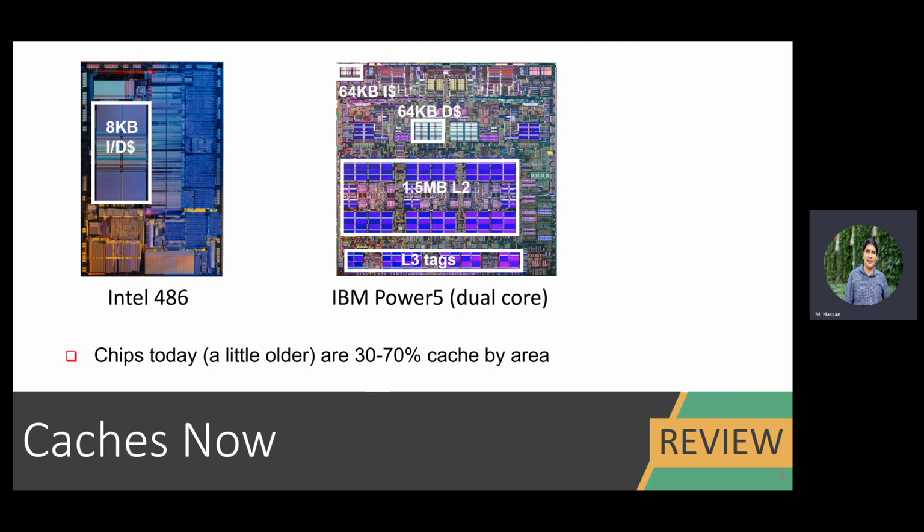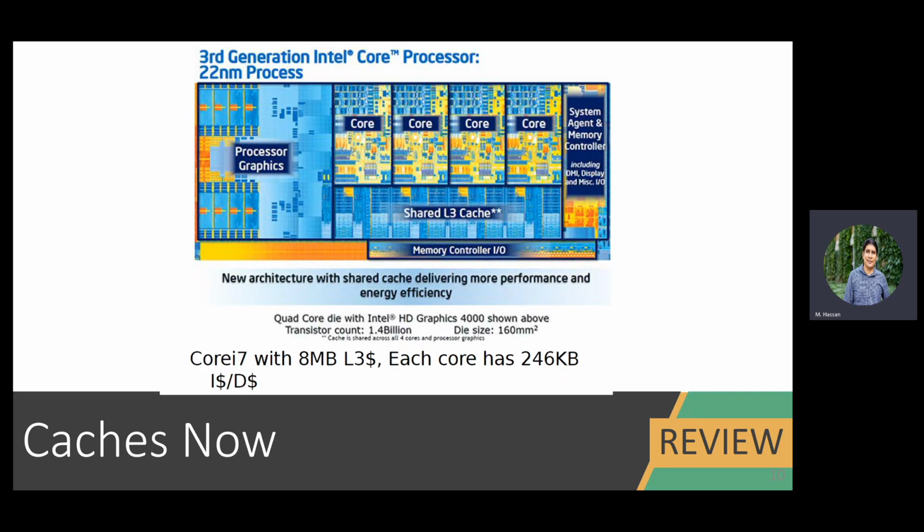As I was saying, today it's like 30 to 70% of the chip design. If I look into the Core i7, wow, this is the shared L3. Inside each core, there is also the L1 and L2. But as you can see, this on its own is in fact taking around a quarter, maybe a little bit less. But this is the L3, in addition to the L1 and L2 inside each core here.